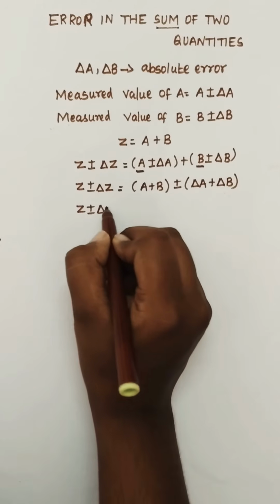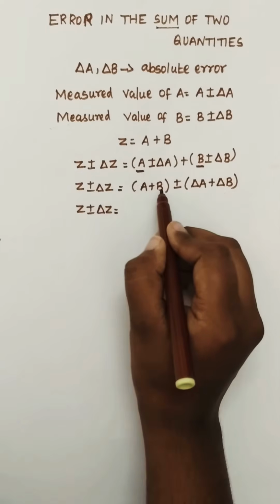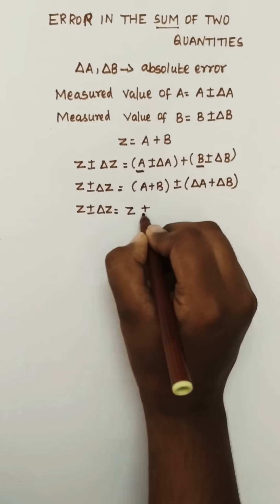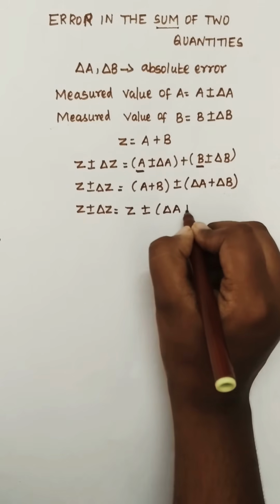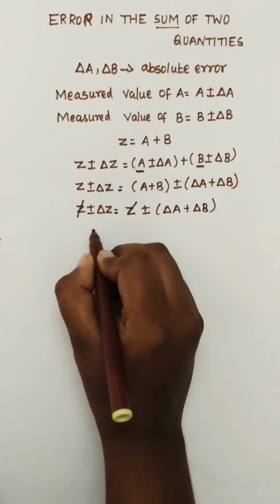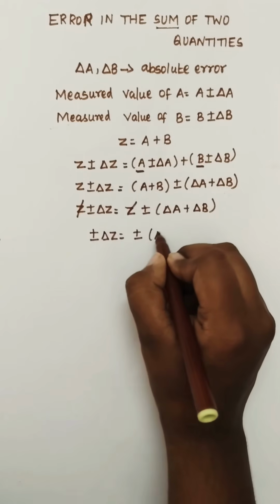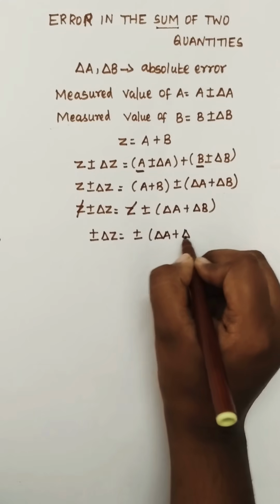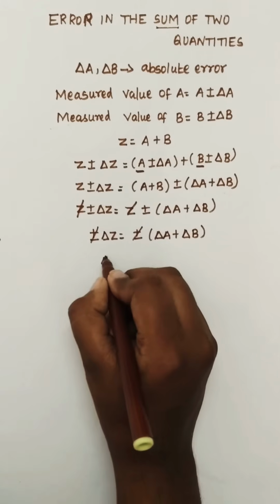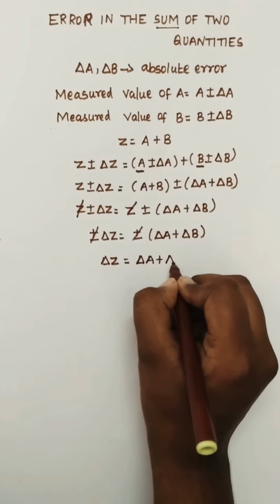So Z plus or minus delta Z is equal to, from this equation A plus B is equal to Z. So here I am having A plus B. So A plus B can be written as Z. Z plus or minus delta A plus delta B. Z and Z get cancelled. So remaining terms, plus or minus delta Z is equal to plus or minus delta A plus delta B. Plus or minus and plus or minus also get cancelled. So the final equation is delta Z is equal to delta A plus delta B.